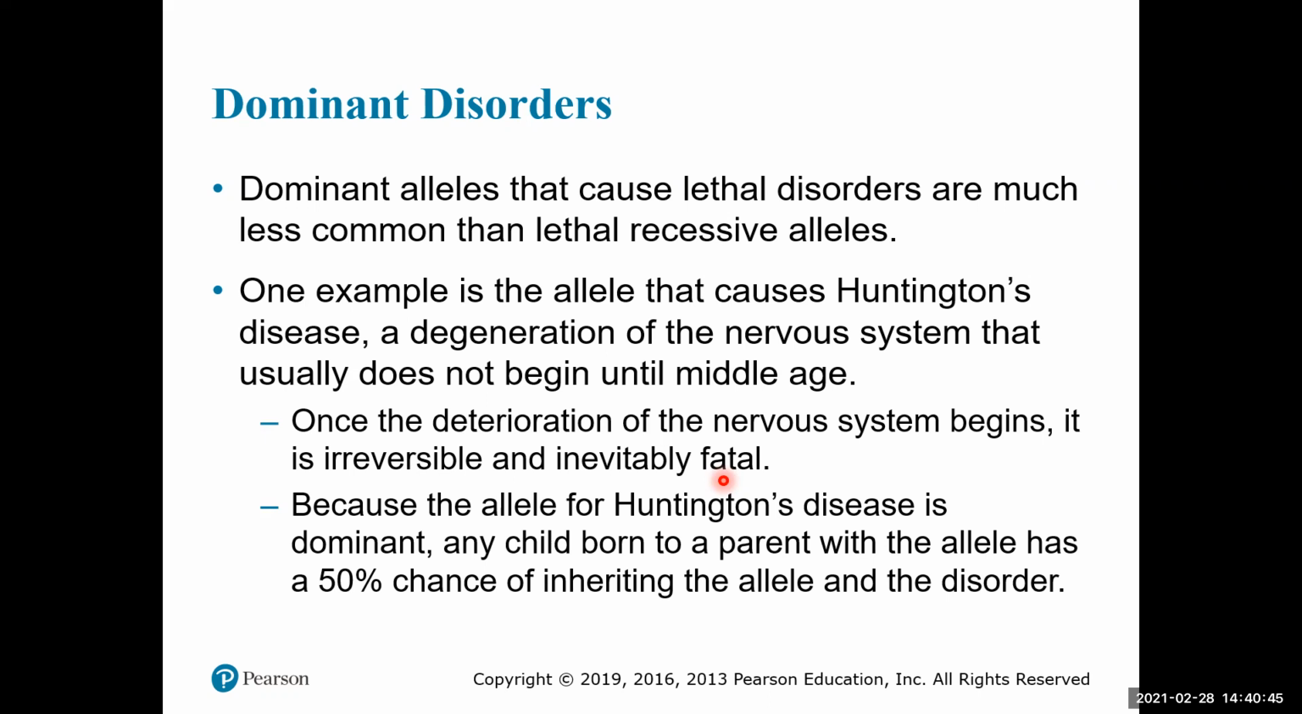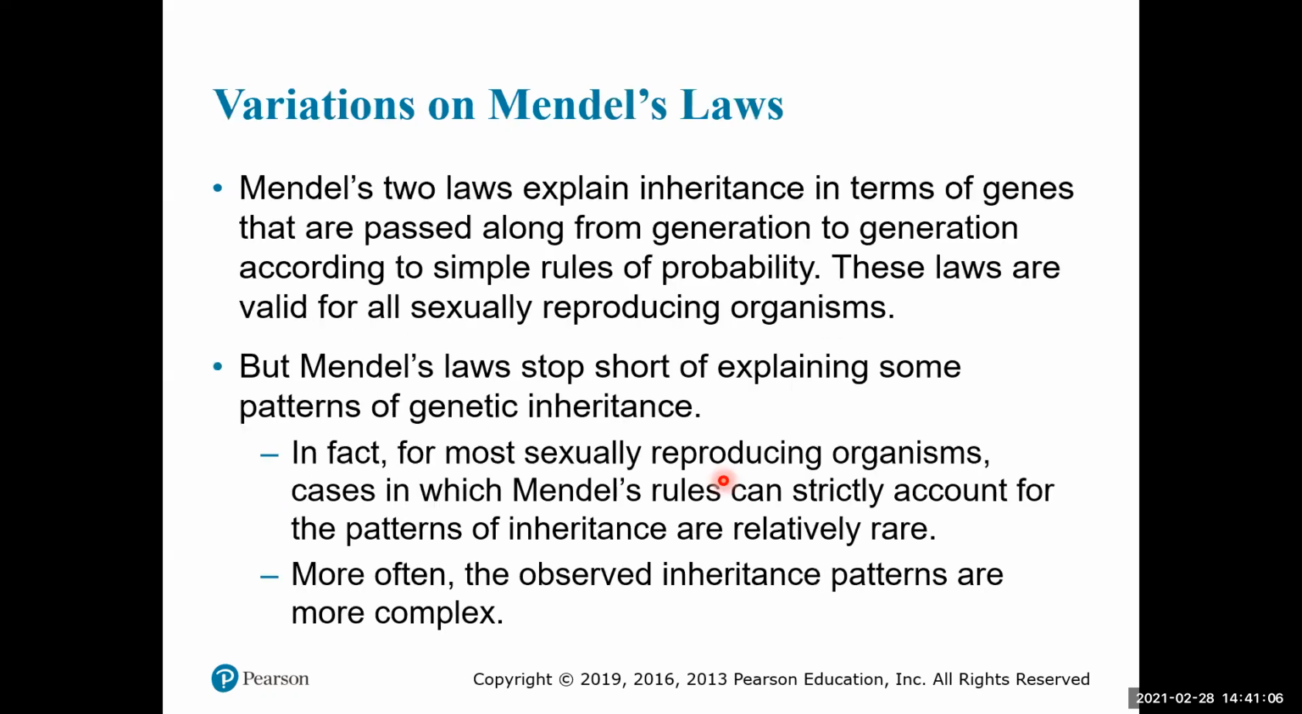Whereas if it was a disorder that killed the offspring before reproductive maturity, then the disorder would probably be at a much lower percentage in the population than, say, something like Huntington's disease. And so any child born to a parent with Huntington's disease is also going to have that 50% chance of having it, because the parent that has Huntington's disease is going to be heterozygous for that disease itself.